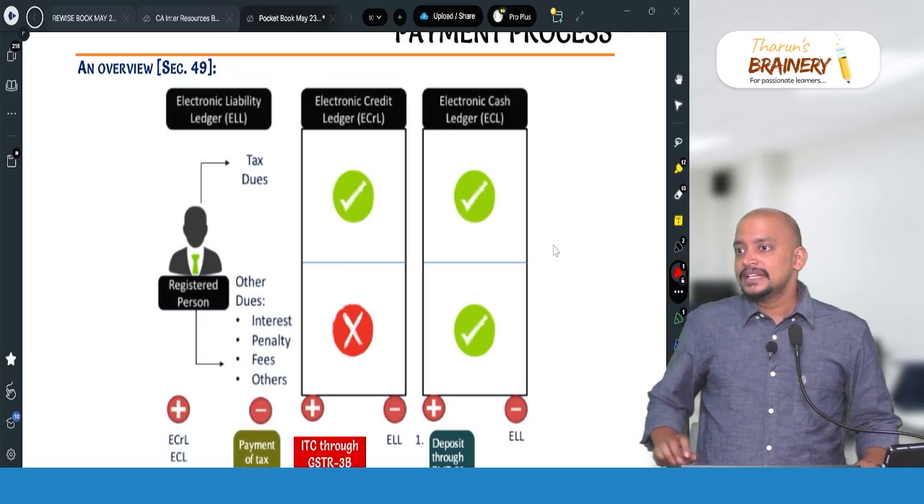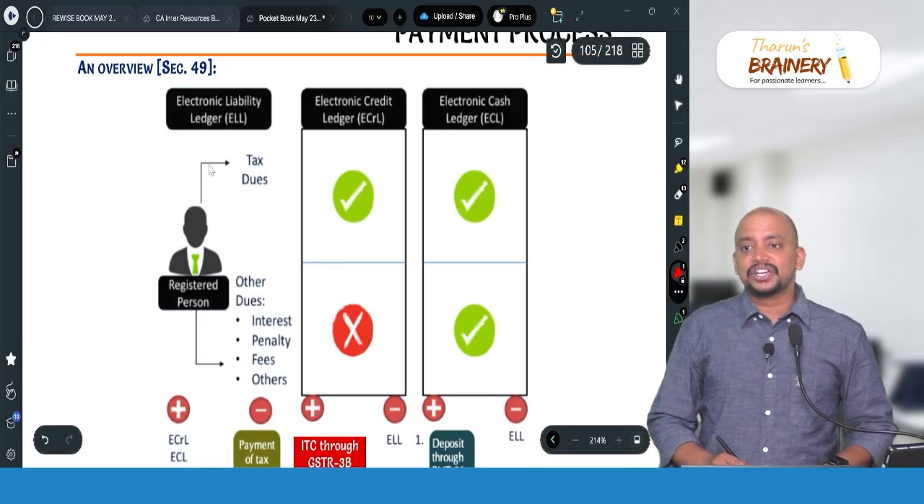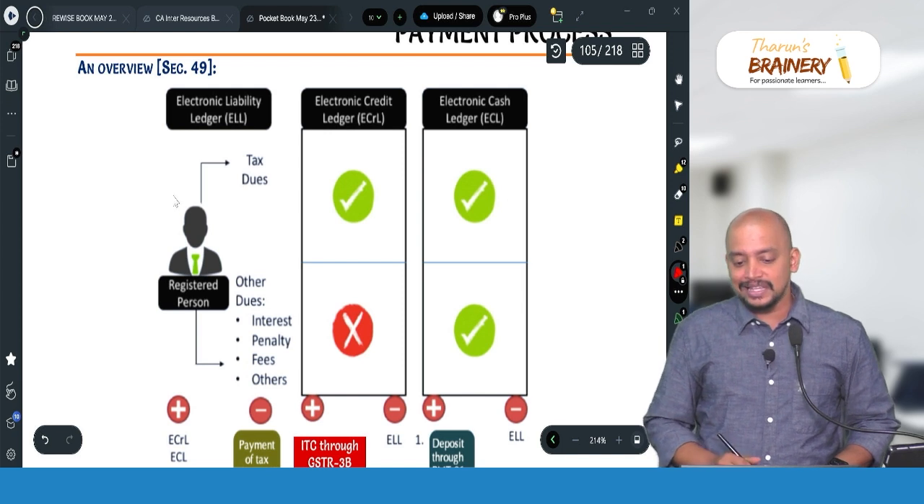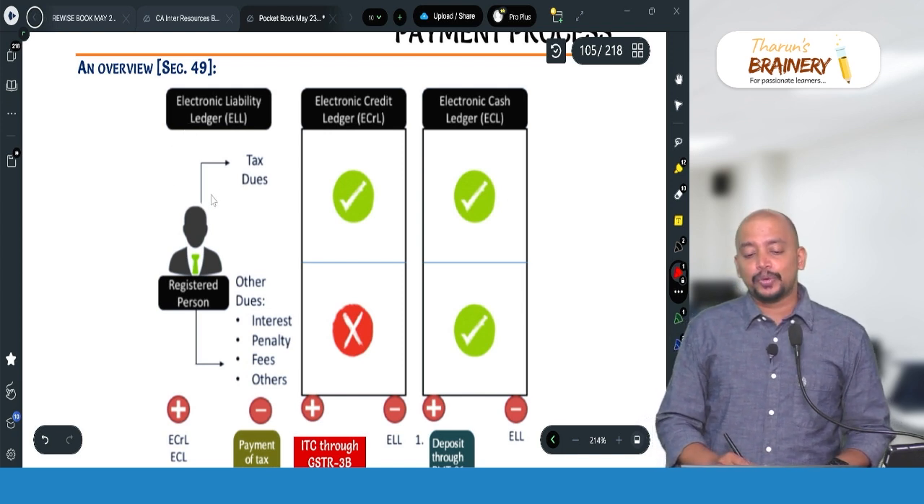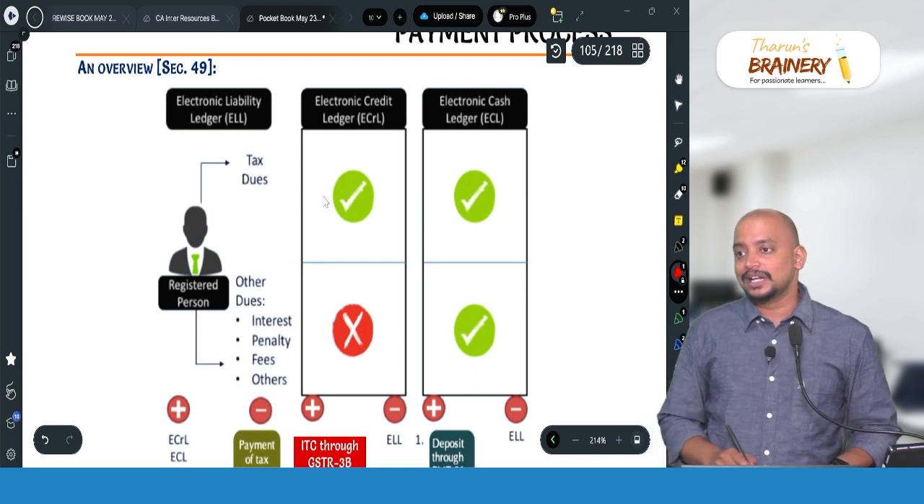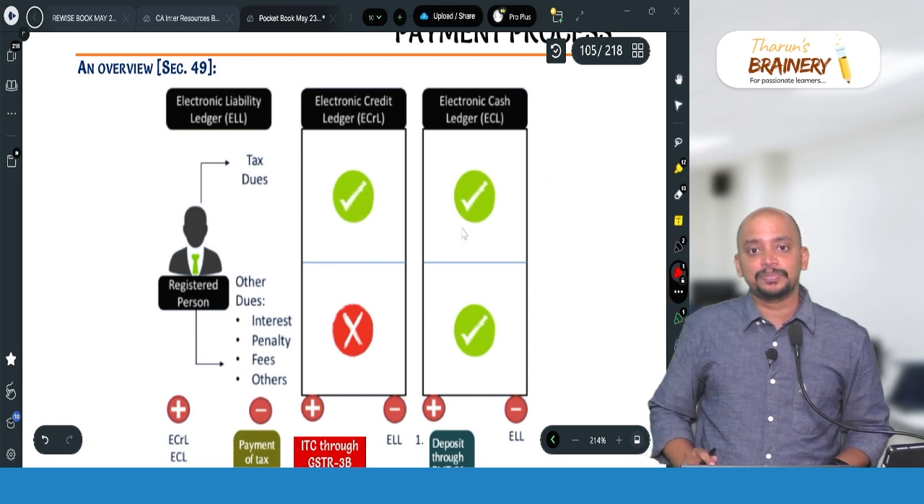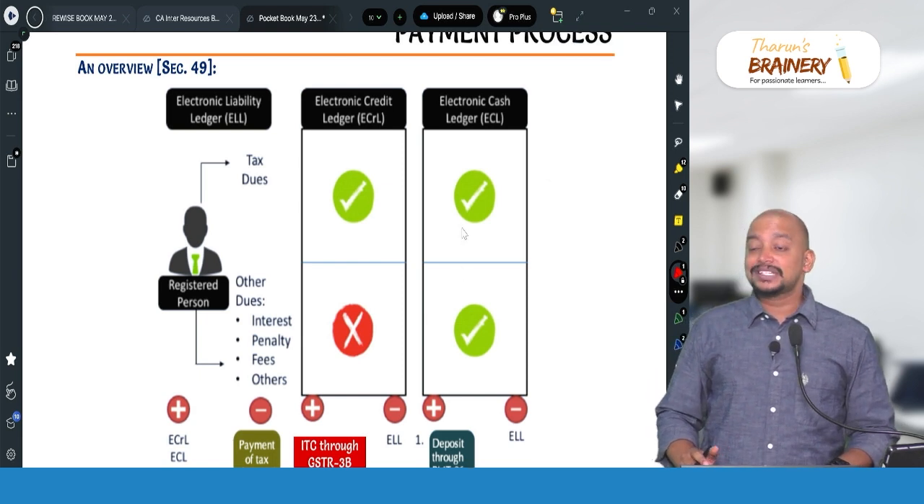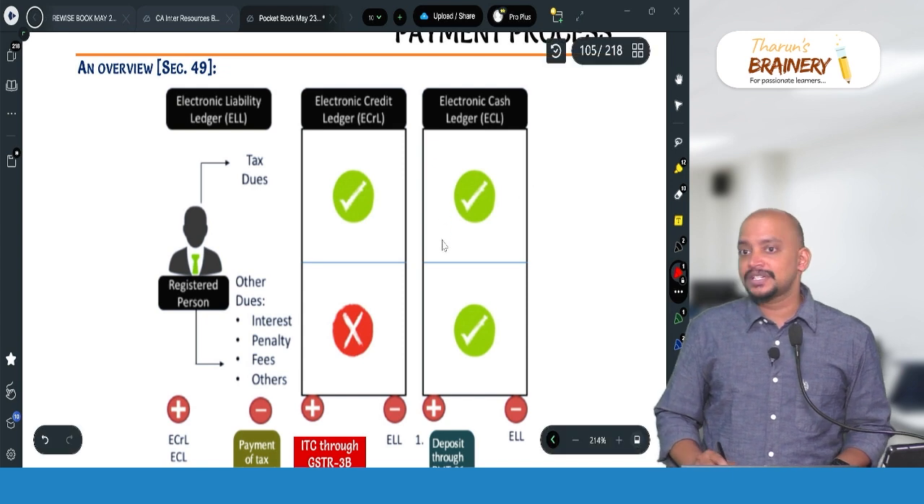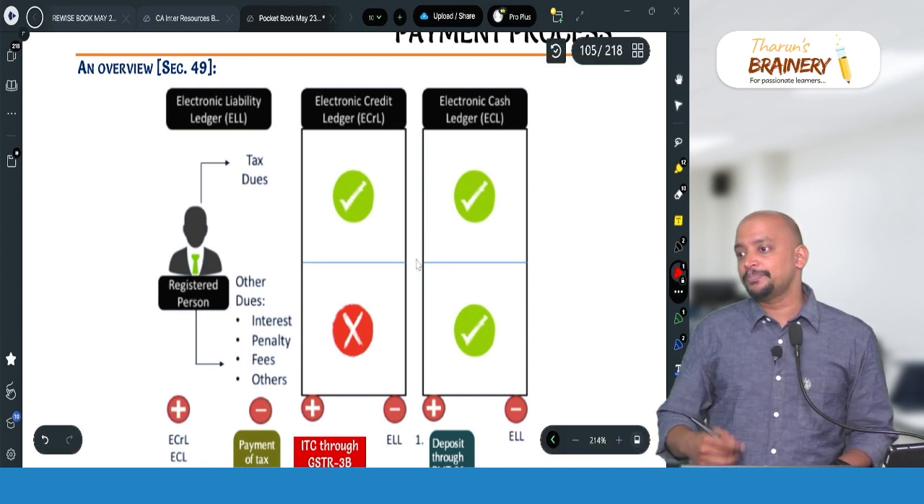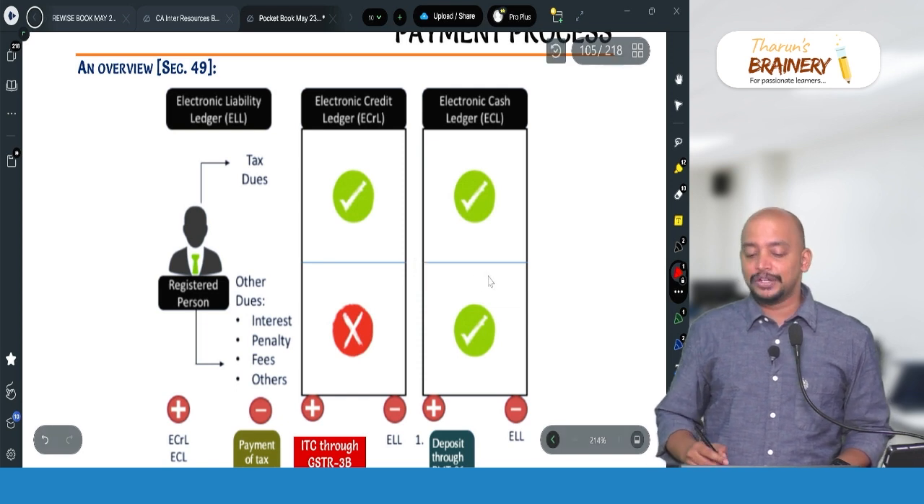Payment process. So section 49 and section 50, only two sections are there in this. Section 49 talks about what are the various ledgers, electronic ledgers, which are to be maintained by a registered person, maintained by GST network on behalf of the registered person, and section 50 is about interest on account of delay in payment of tax or wrong availment and utilization.